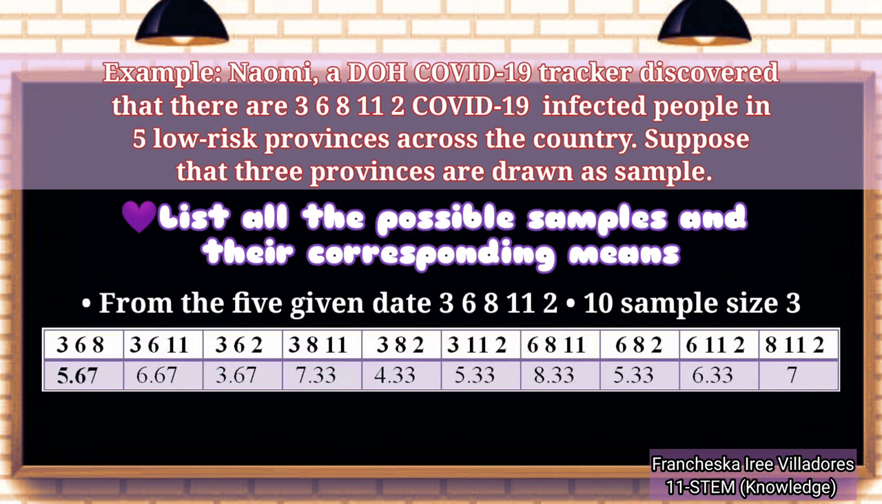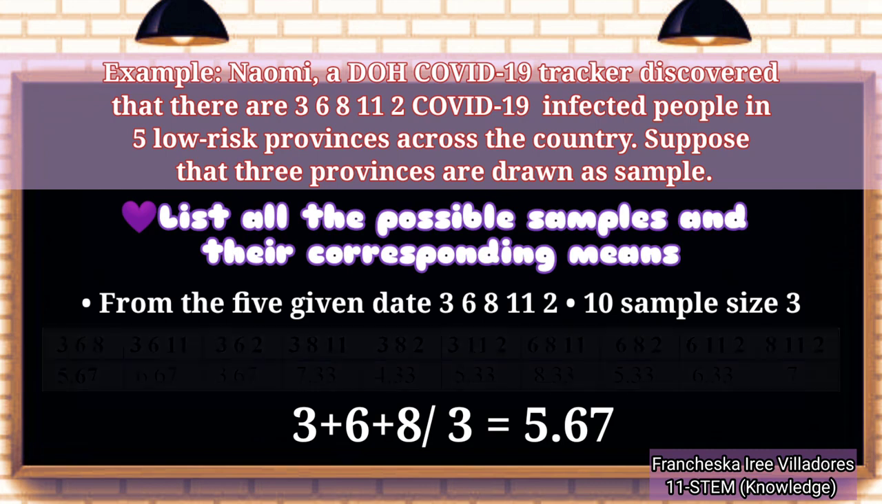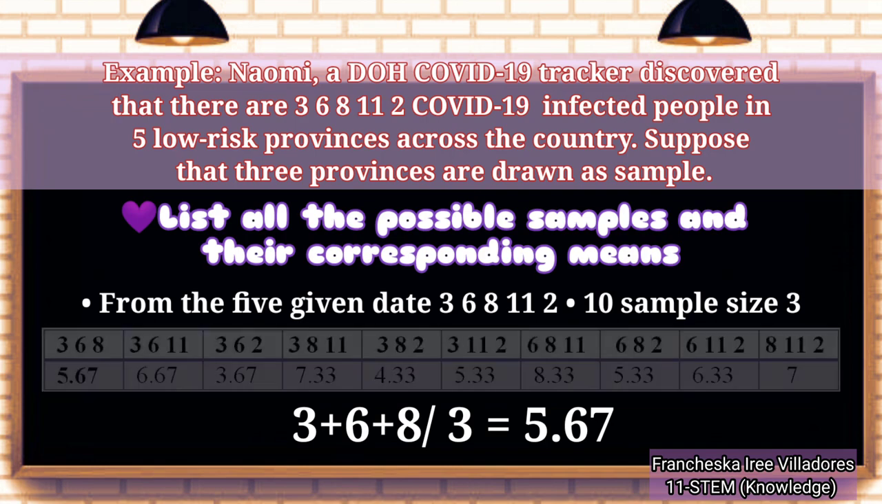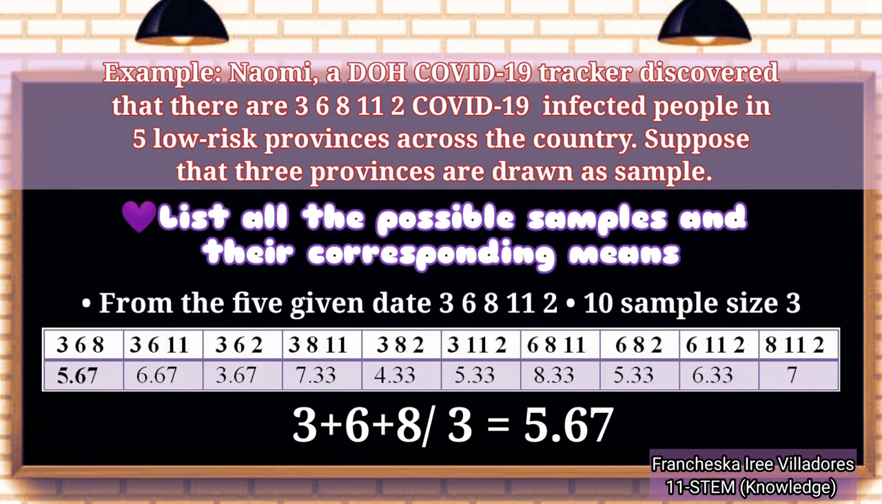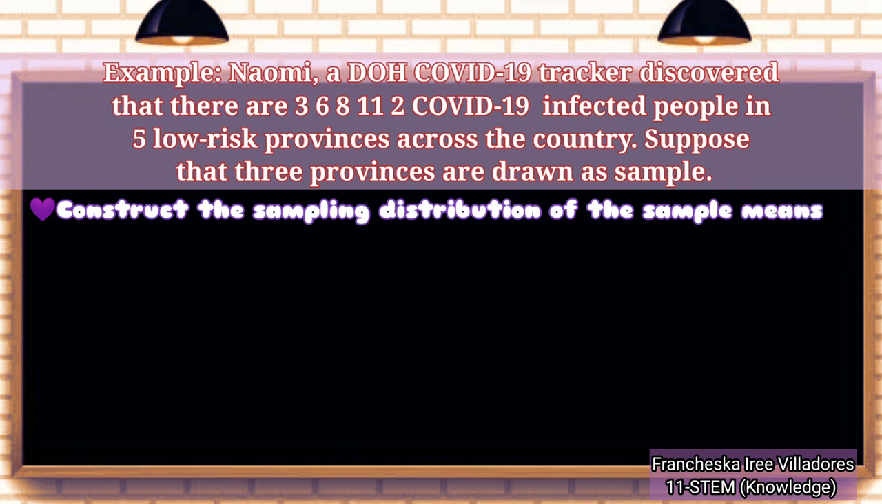So, kukompute natin yung mean nila. So, ganito lang. 3 plus 6 plus 8 over 3 equals 5.67 and so on. Ayan, nalist na natin lahat ng possible samples of their corresponding means. Proceed tayo sa step number 5. Construct the sampling distribution of the sample means.